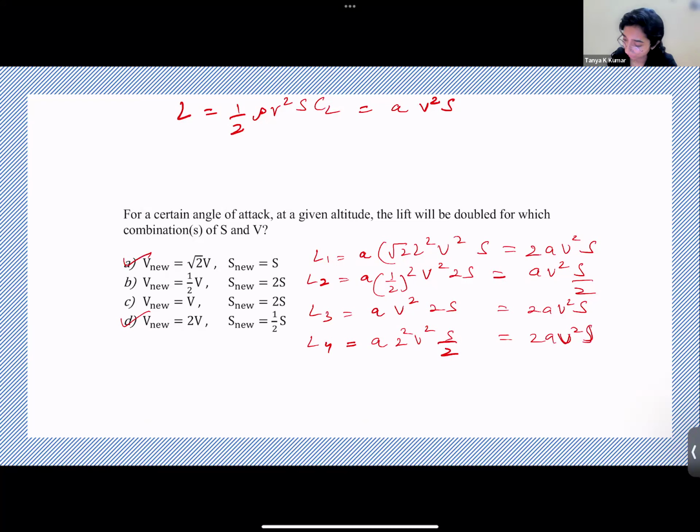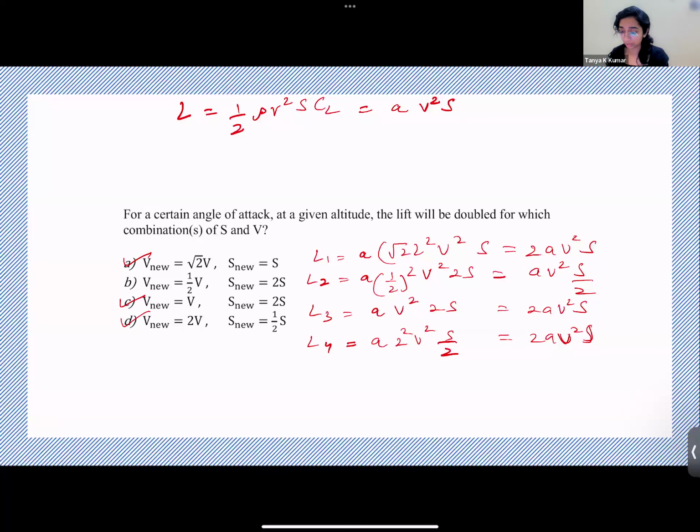So A, C, and D, all three give you double, right? All three cases, you have doubled the lift. So when such questions are asked, please check all the options. If you find one, don't stop with that. Just check all the cases. There may be more than one correct answer, so just try out all the cases.